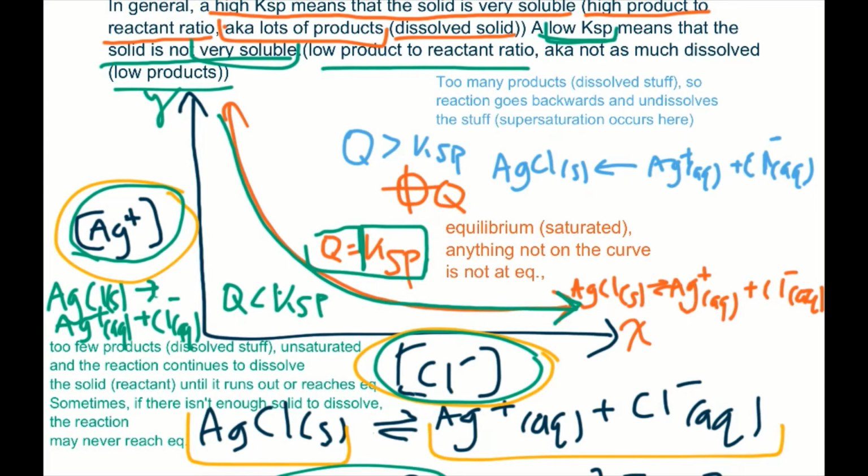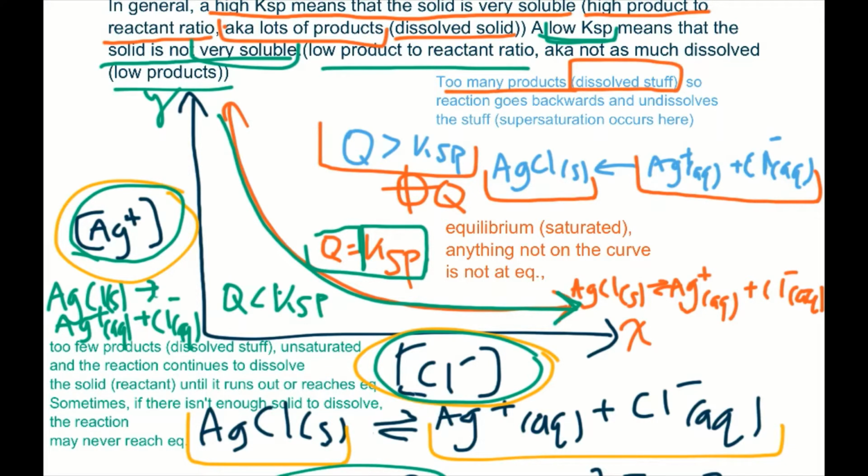And when the Q is greater than the Ksp, as shown here, our reaction will actually go backwards, and our ions will revert back to the solid form, or in other words, they will precipitate. So when we have too many products or dissolved stuff, and in this case, the dissolved stuff is Cl- and Ag+, our reaction will go backwards and it will undissolve the stuff, or in other words, it will precipitate out of the solution.